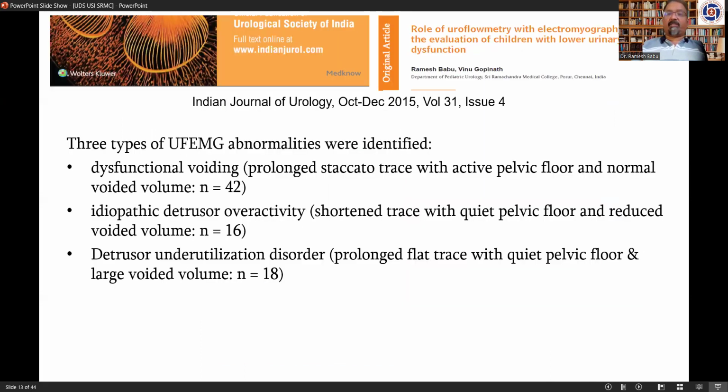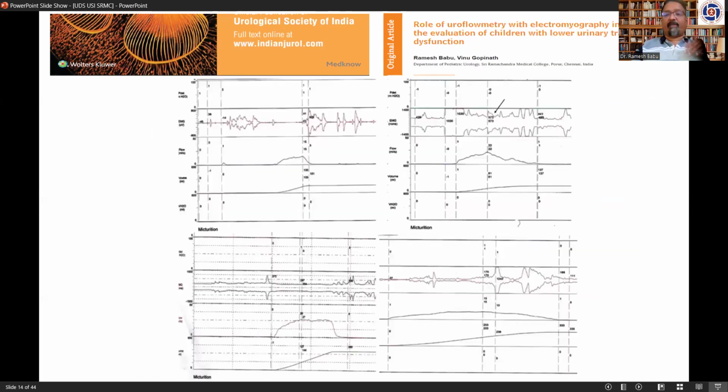And we have published that, Uroflow EMG is particularly useful in children with lower urinary tract dysfunction. So there are 3 types of Uroflow abnormalities we detected in these children. The first type is dysfunctional voiding where there is a prolonged staccato trace with the active pelvic floor and a normal voided volume. Then idiopathic detrusor overactivity where there's a shortened trace, quiet pelvic floor and reduced voided volume. And detrusor underutilization disorder where there is a prolonged flat trace, quiet pelvic floor, and then there is a prolonged lag phase. These are the types of uroflowmetry.